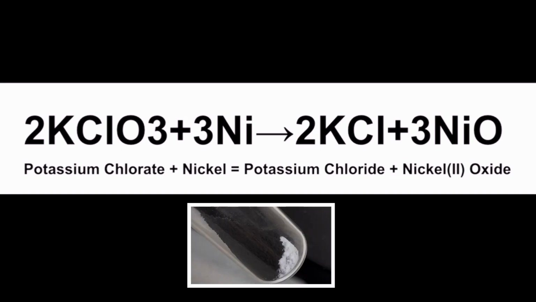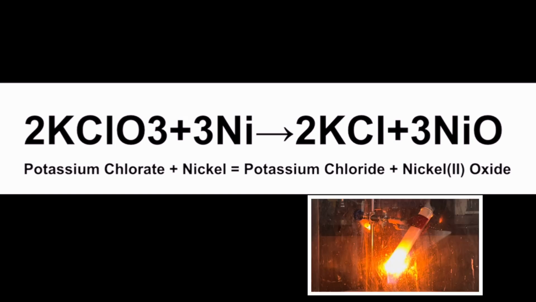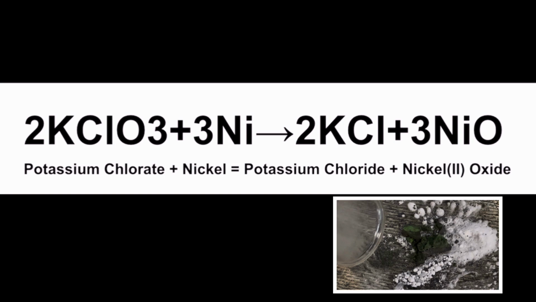When those are combined and activation energy is added in the form of heat, we get the products potassium chloride and nickel(II) oxide. We have 2 moles of potassium chloride, that's the 2KCl, and we have 3 moles of nickel(II) oxide, that's the 3NiO.